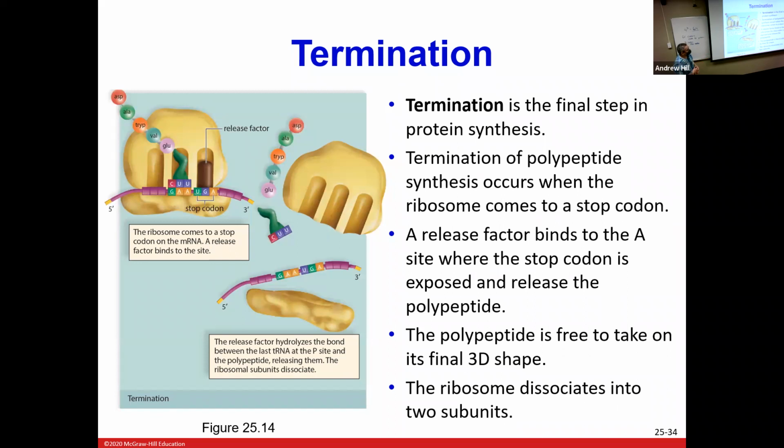So termination is the final step in protein synthesis. The termination of the polypeptide synthesis occurs when the ribosome comes to a stop codon. A release factor binds to the A site, where the stop codon is exposed, and releases the polypeptide. The polypeptide is free to take on its 3-dimensional shape. Like I said, it's probably already started to form it, but now it's completely free, right? So now it makes its final adjustments into its final 3-dimensional shape. The ribosome dissociates into the 2 subunits, but then again, the whole process can start again, right? So the small subunit can go back to the start codon and attach there. The transfer RNA with methionine would come in and occupy that, and then the large ribosomal subunit would attach itself, and then the whole process starts again.